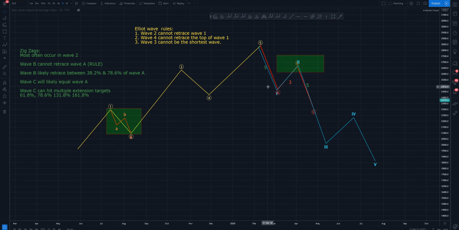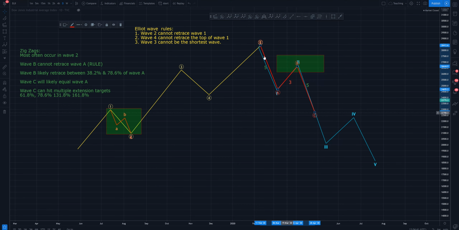Alright, so in this case, this could not be corrective, could it? It couldn't, because the C couldn't possibly go beyond the start of the impulse wave up, because if this was a 1 and these 3 waves represented a 2, well, we would have broken this rule. Wave 2 cannot retrace wave 1. So there's at least a cut-off point for your C.